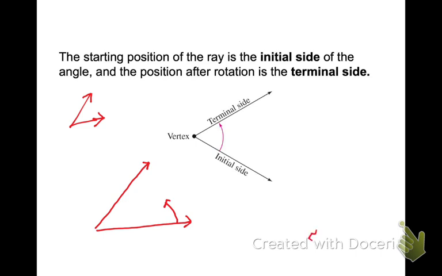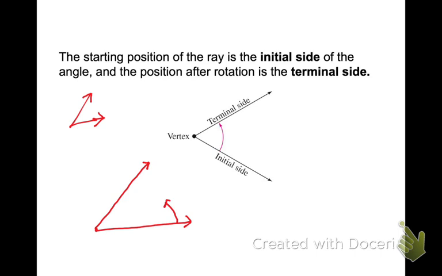So initial is where it starts. The vertex is back here. You should know that already. And terminal, that's why they're called terminals, because they terminate there. They stop. So it starts at the initial and stops at the terminal. I will very rarely say side. I usually say ray. Is there any difference between the two things? No.